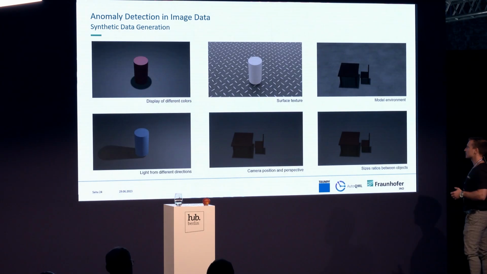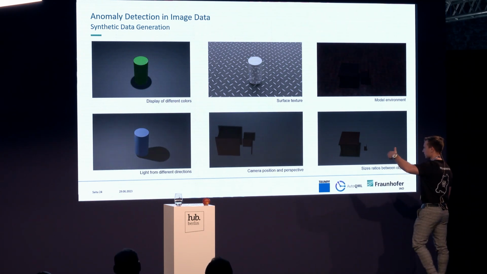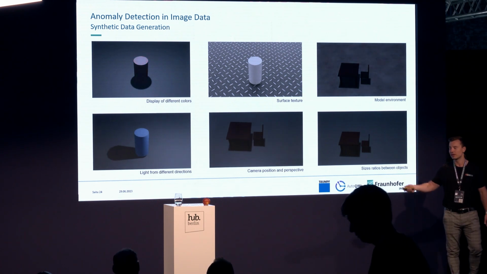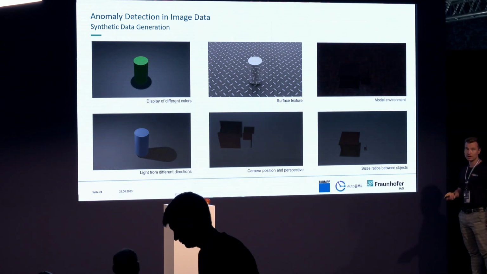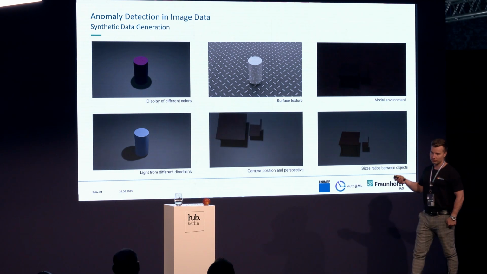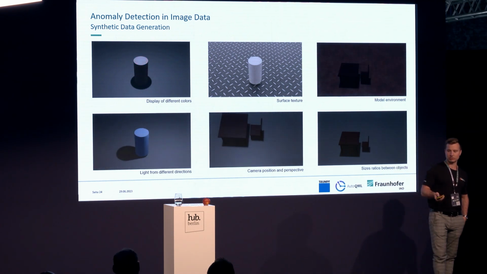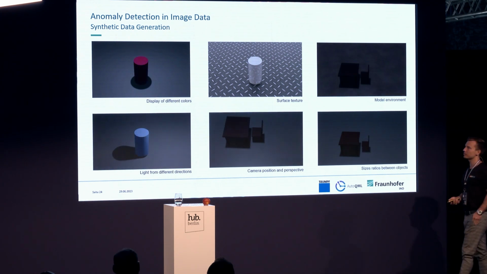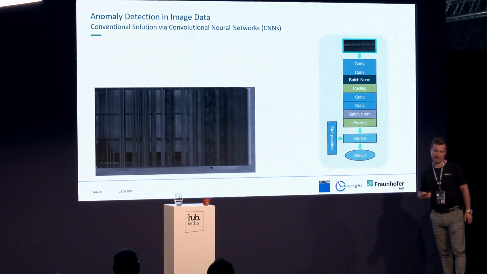So it's an image task, but this is very tough because you have a lot of effects in these image data, like for example different colors, surface texture, and so on, different angles. It's a very hard task to train. So Trumpf built a synthetic data pipeline to generate a lot of training data for our algorithms, and we solved it first with a classical CNN.